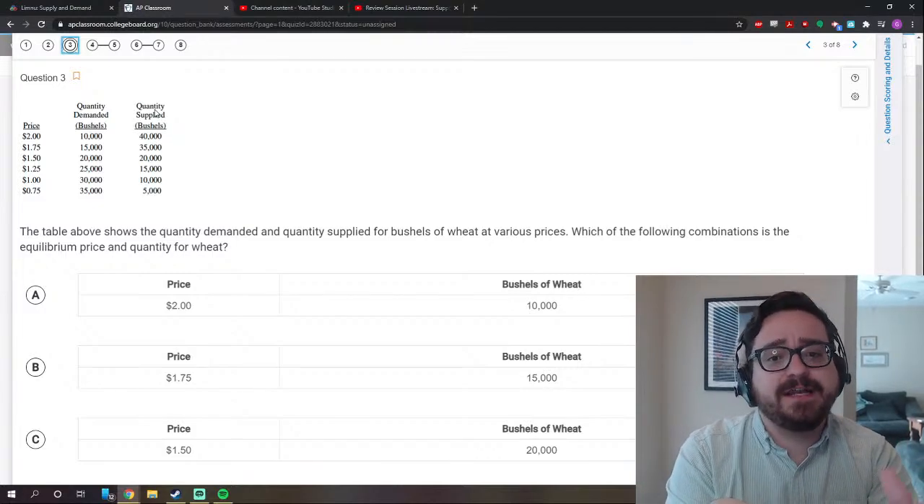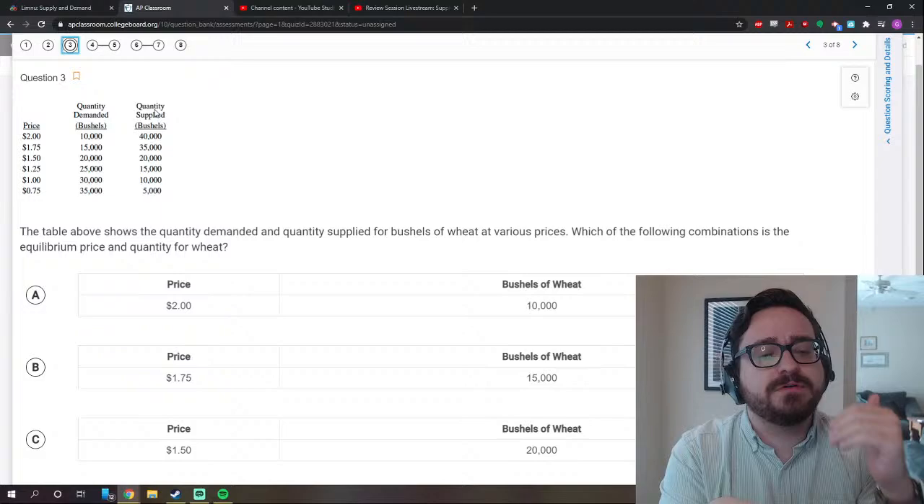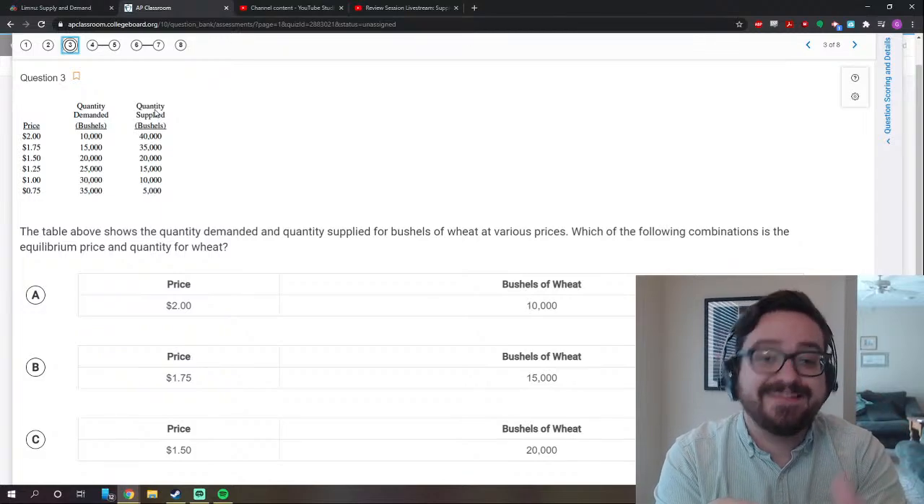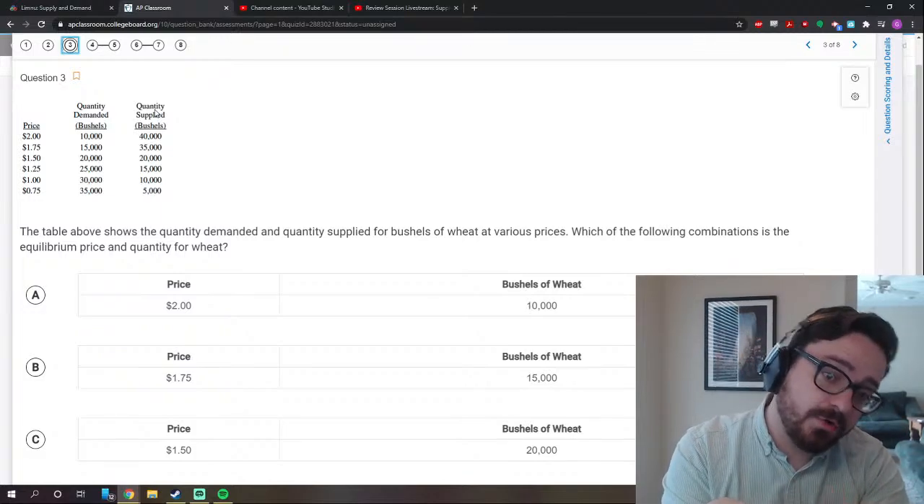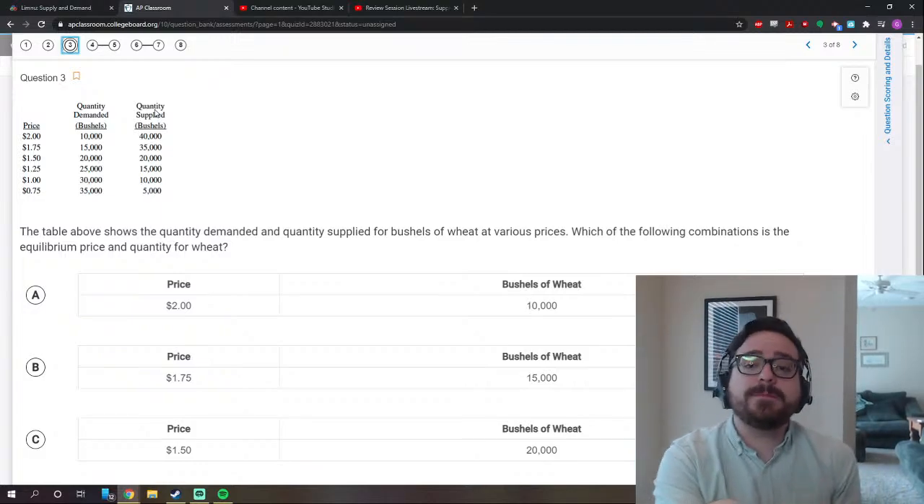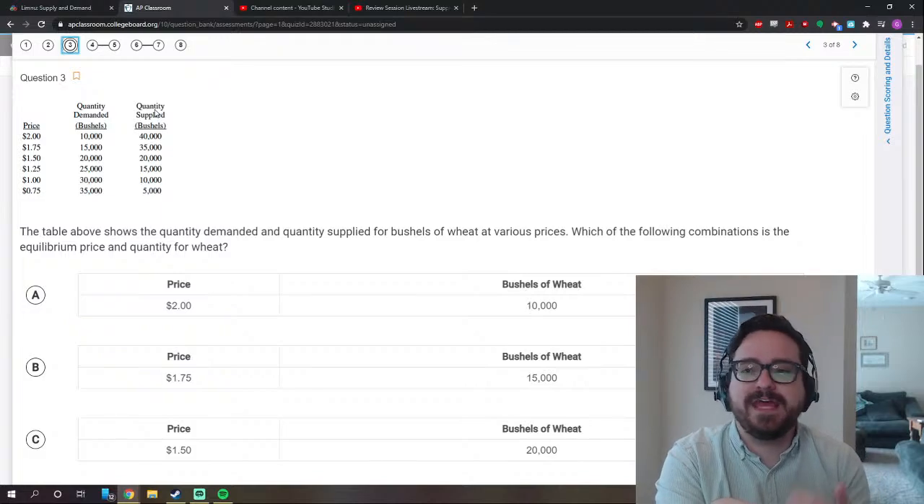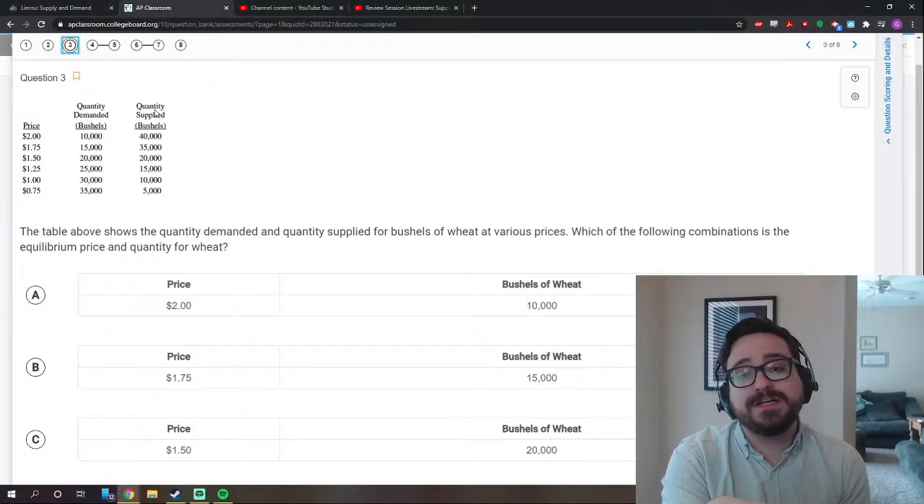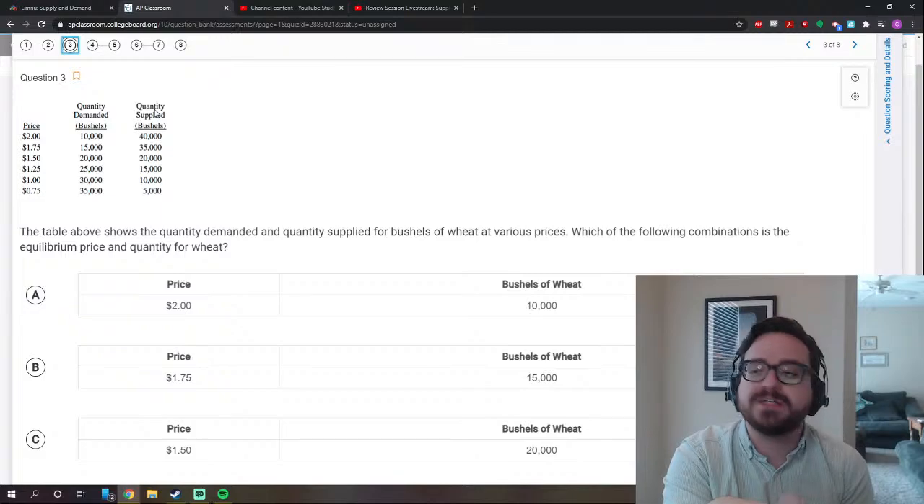The idea being at a low price, remember that there would be a fairly high quantity demanded. At a high price, there would be a fairly low quantity demanded. And the opposite for supply. Equilibrium is where they line up. It's where they match, where the quantity supplied equals the quantity demanded.